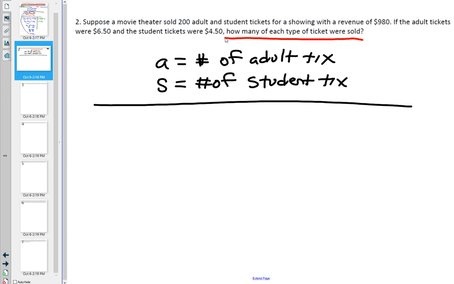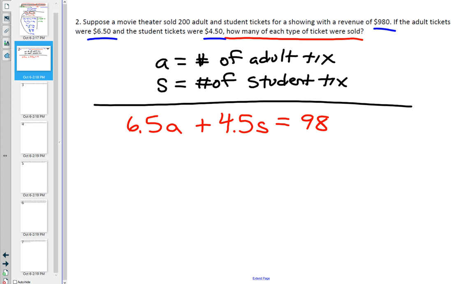I'm gonna do it in the order. I'm gonna pretend I'm you. So here's what happens with a student I'm trying to help out. They see this, this, and this, and they're like, okay, cool. How much do adult tickets cost? $6.50, right? When you're putting this into an equation with the 650, you don't need that last zero. So 6.5 times adult plus how much for a student ticket? Yeah, 450. So 4.5 times S is equal to 980.